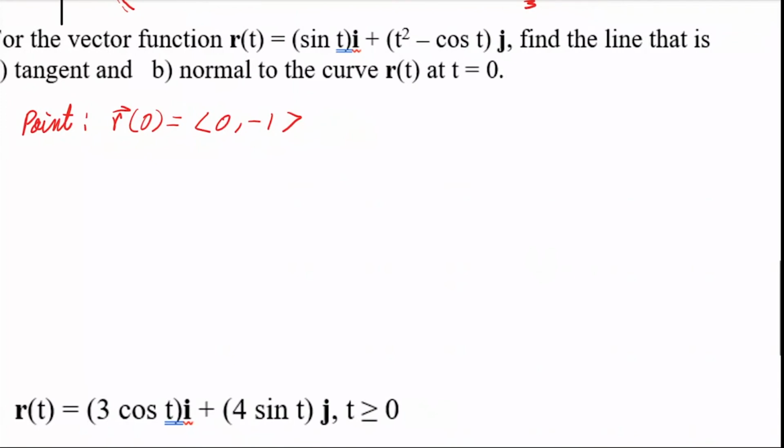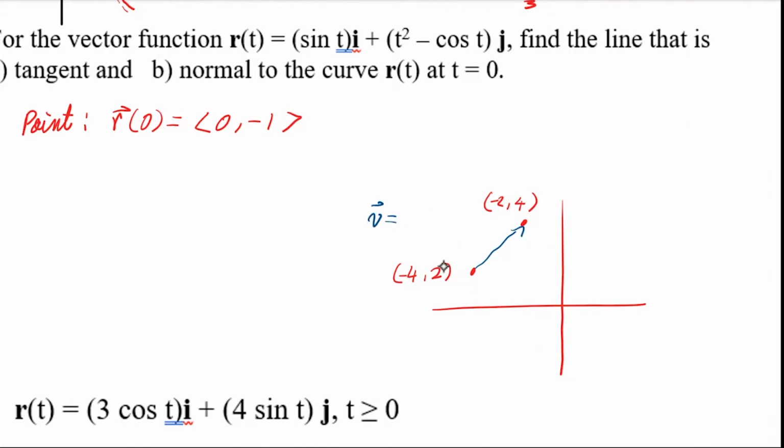Let's think last year when we were finding the equation of the space, the parametric equation of the line, right? And then we did something like this. Say this point is -4, 2. And then say this point is -2, 4, right? And then we subtracted these two and called something called V vector, right? And that V vector was just this point minus this point, wasn't it? Which is 2, 2. And then, yeah, that's a slope of 1.